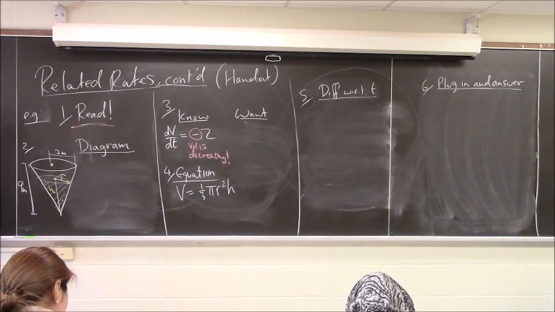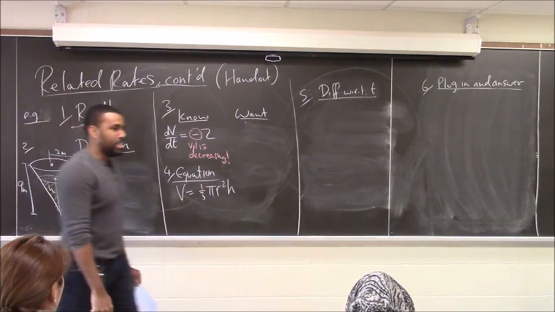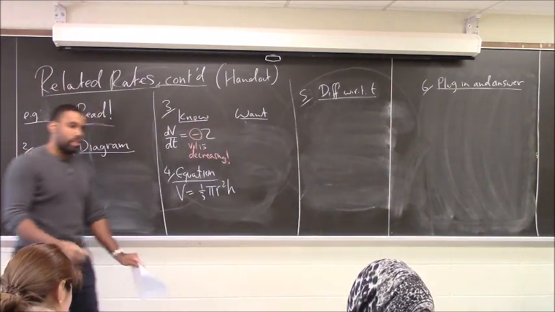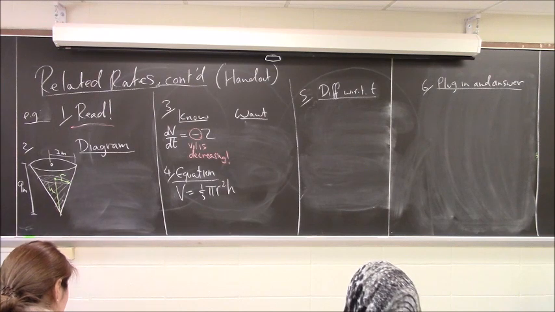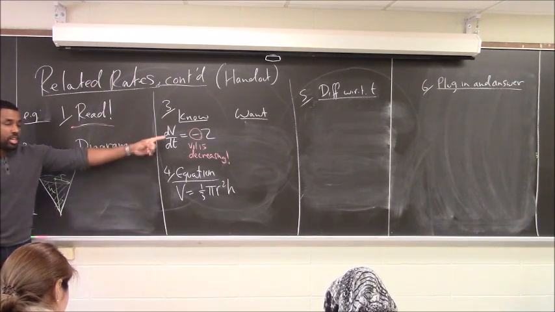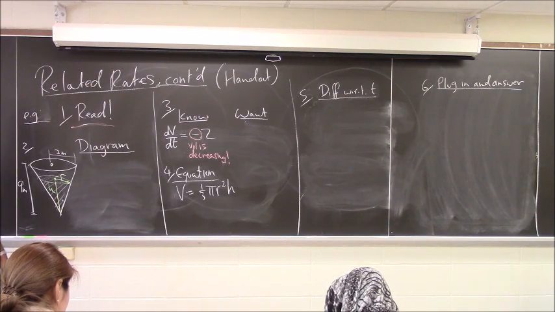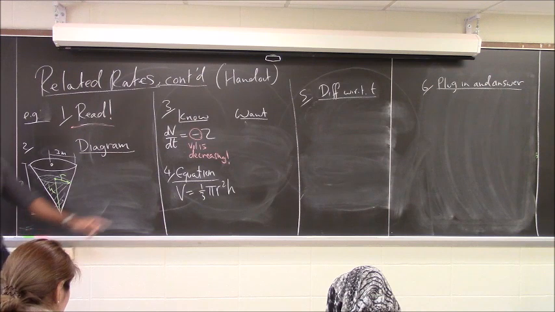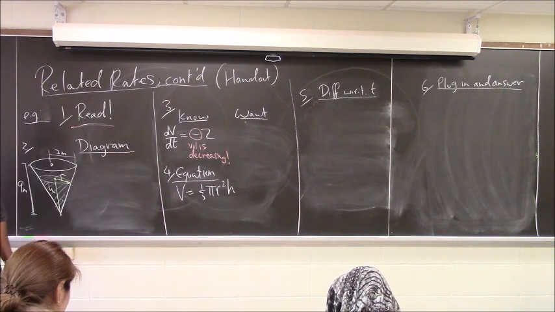Read. Step 1. I know it seems like a throwaway step. It's not a throwaway step. It's very important that you read and you fully understand the situation. So the units indicate that they're telling me about volume because they gave me meters cubed. I know the water is leaking out, so the volume is decreasing. That means I should put a minus, and that answer should be negative.